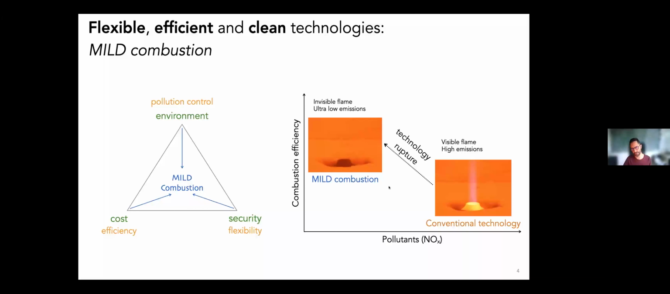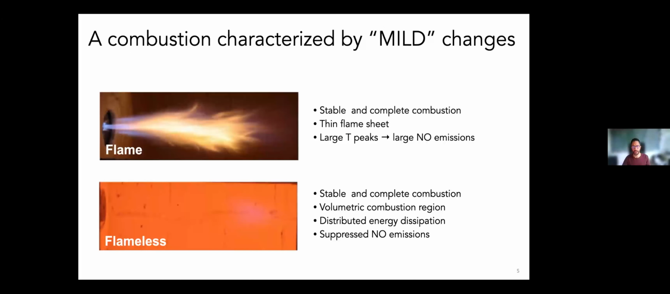Also, which is not depicted in this plot, this combustion technology allows working with very high flexibilities. Okay, so a bit of the features of these combustion regimes. In flame, you usually have very stable and complete combustion in a very thin flame sheet. What it means is that the heat release happens in very localized regions, and you have very large peaks, which basically induces very large NOx emissions.